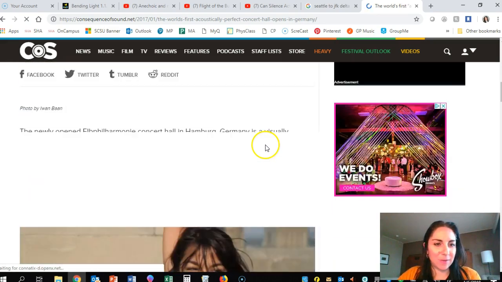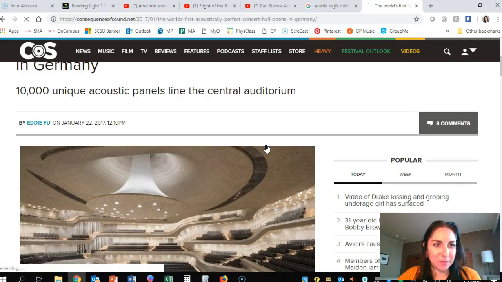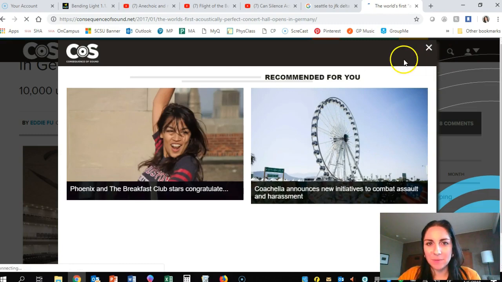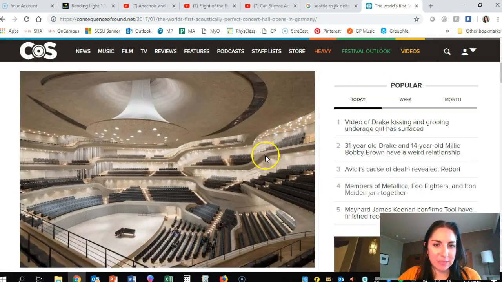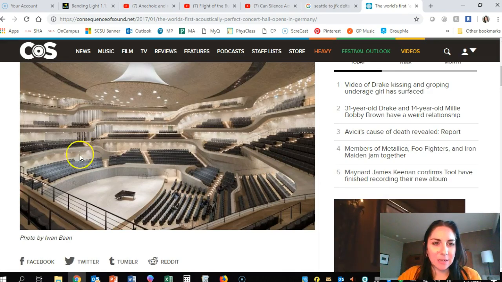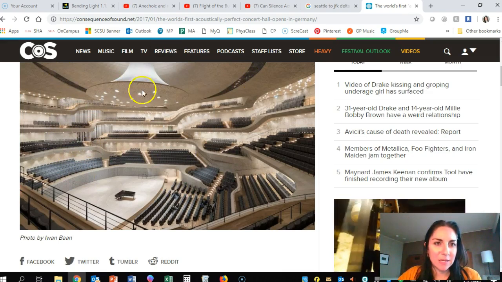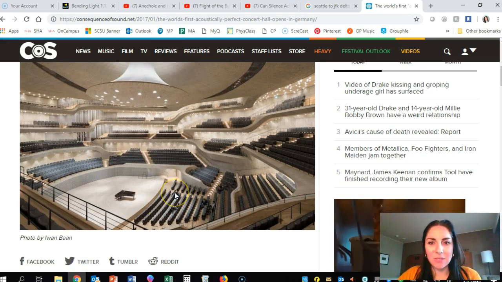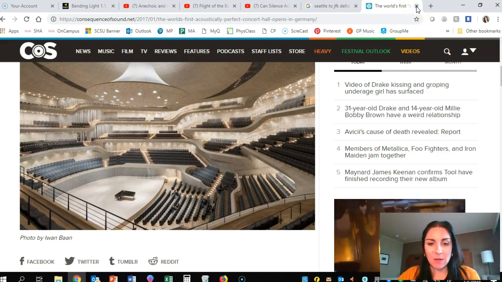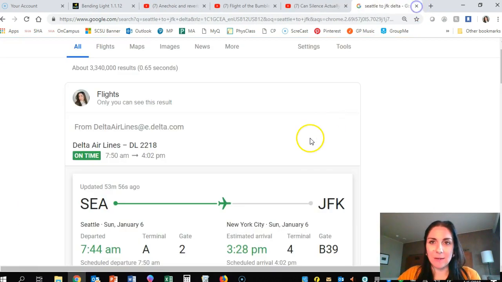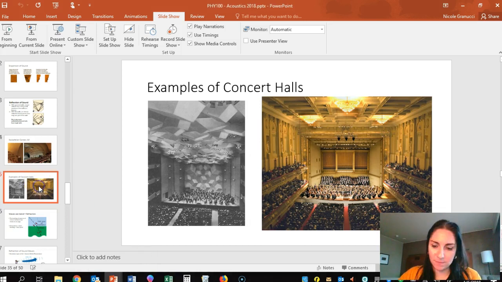But this, you could read the article that I kind of Googled here. But, oh boy, that's the problem with this. You get all these pop-ups. I wanted to just show you the picture because the design is really the big thing here. How they made it, the reflective surfaces, the angles, everything is made for perfect acoustics. So I think that's just really cool. And this is recent. This is 2017. So just wanted to show you that there. Sorry about that. Let's go back to here.